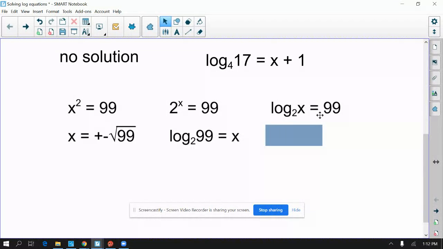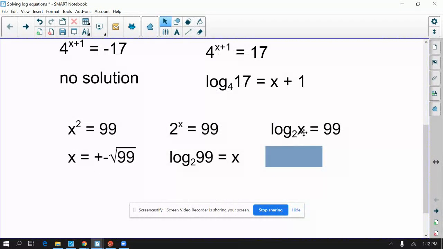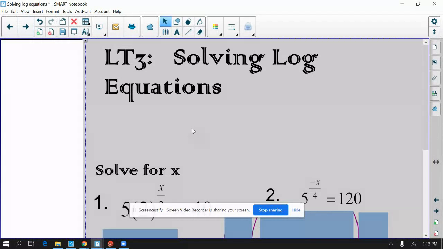What do I do here? Remember, logs are exponents. So this logarithm equals 99. That means 99 is the exponent on 2 that results in x. All right, let us solve.